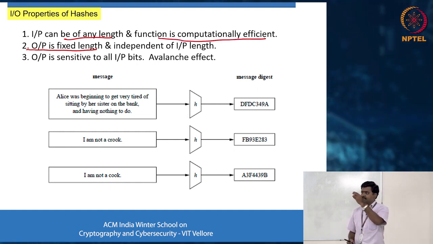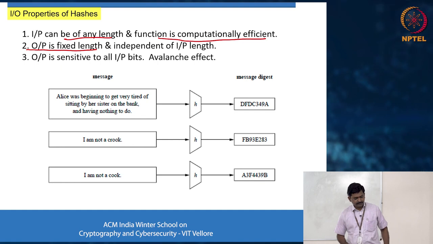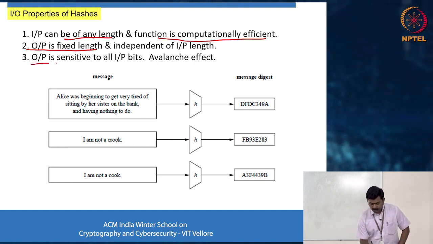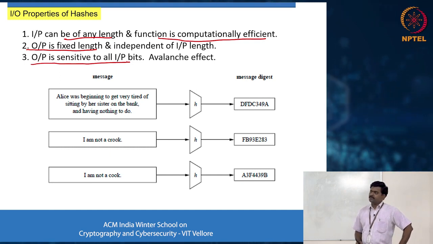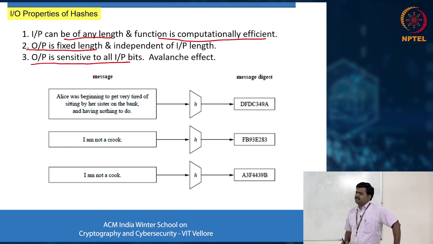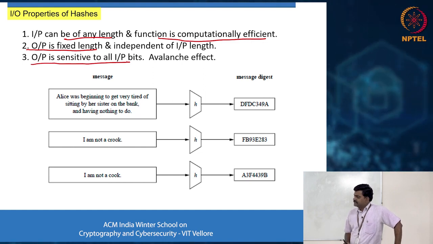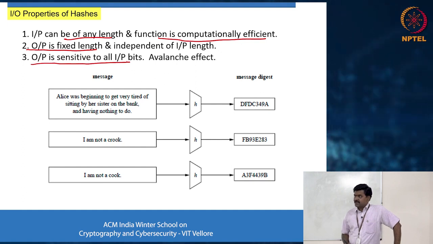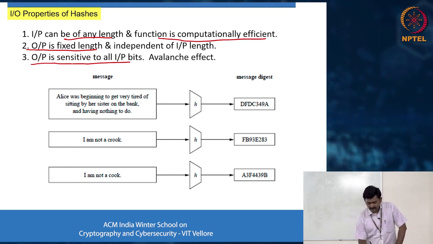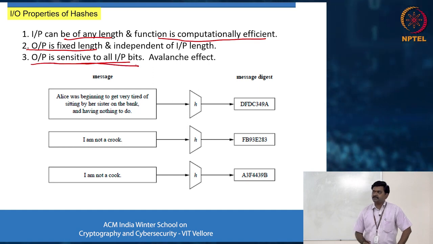I should be able to compute the digest. Then, whatever output I get is sensitive to all input bits. It should exhibit a strong avalanche effect. By the way, where have we discussed the avalanche effect? While talking about DES, we introduced the avalanche effect. Any single bit change or minor change in the plaintext should result in a major change in the corresponding ciphertext, right? When will that happen? It happens only if the output is sensitive to all input bits.